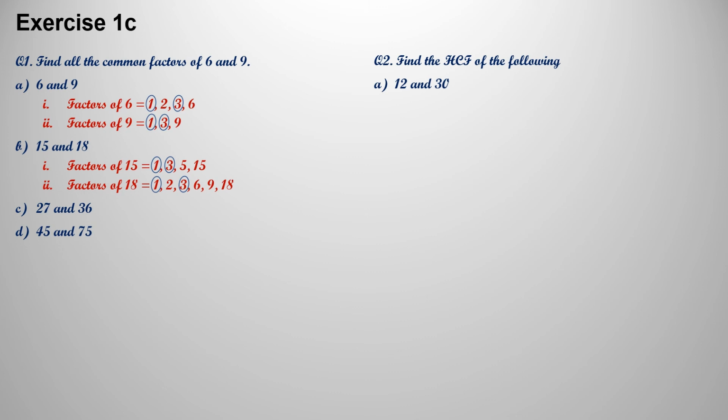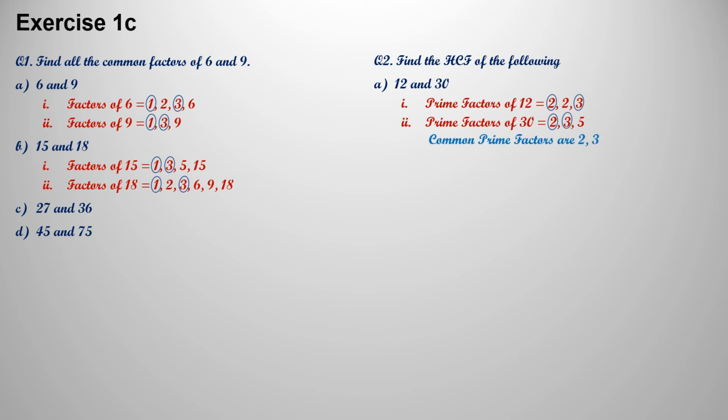The one method we can use is of prime factorization. We make prime factors of 12 as 2 into 2 into 3. And for 30, it's 2 into 3 into 5. Now we take the common numbers 2 and 3. So the common prime factors are 2 and 3. For HCF, we multiply these two and the answer is 6. So 6 is the HCF of 12 and 30.